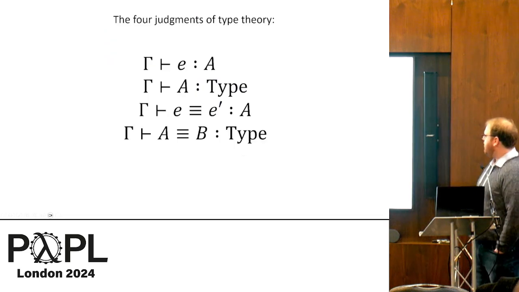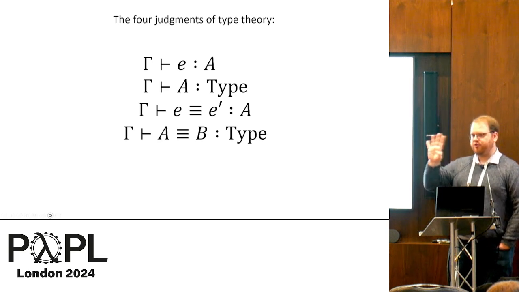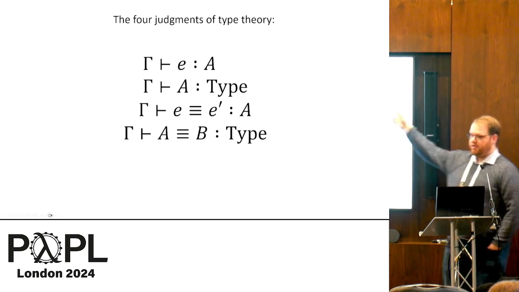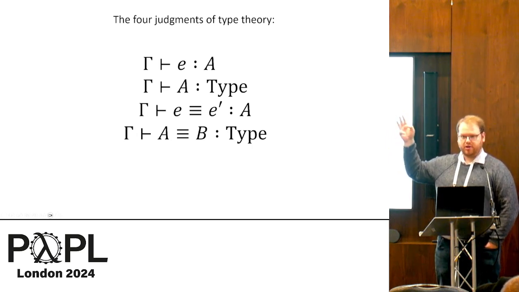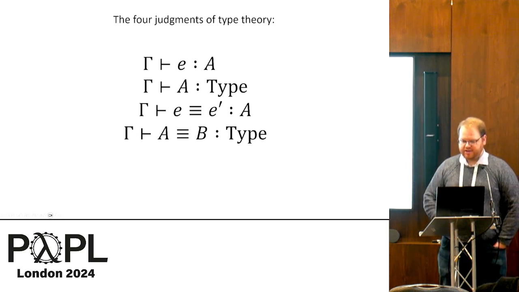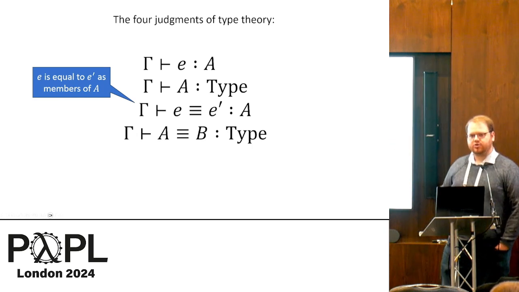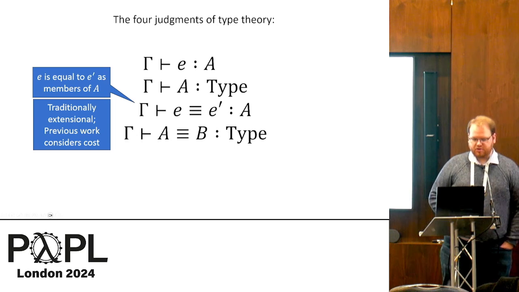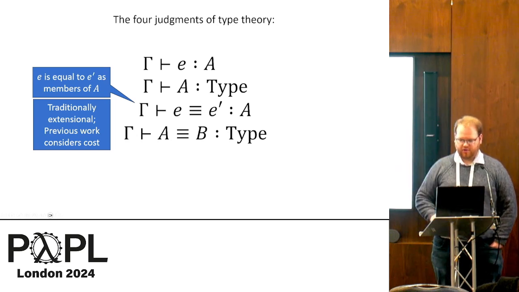And I'm not sure how many of you are aware. In type theory, there's generally four judgments we have to worry about. A program has a type, a program is a type, two programs are equal at a type, or two programs are equal as types. And the big insight of this paper is to take this notion of E is equal to E prime as a member of A, and say, well, usually that was extensional, i.e. we only care about the input-output behavior.